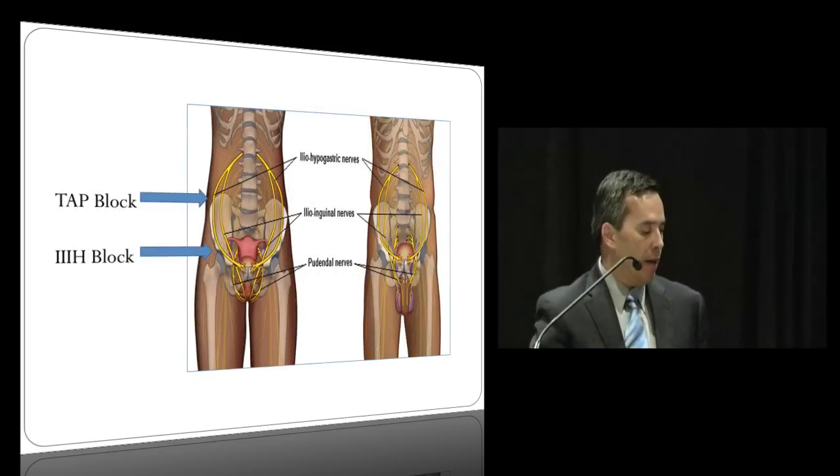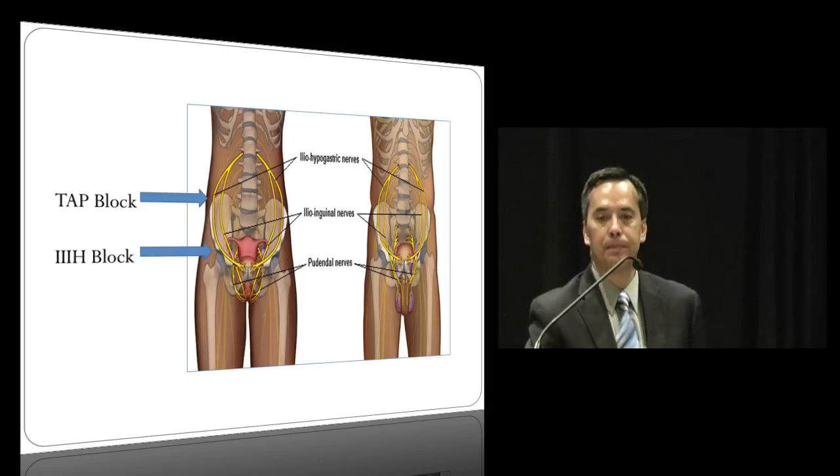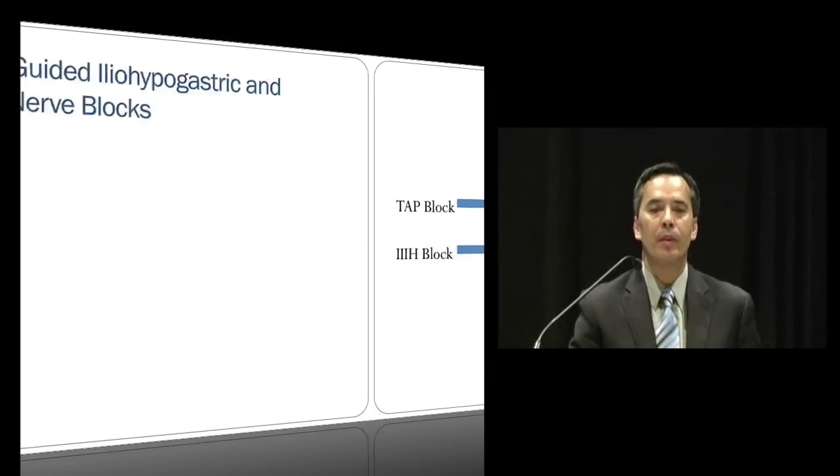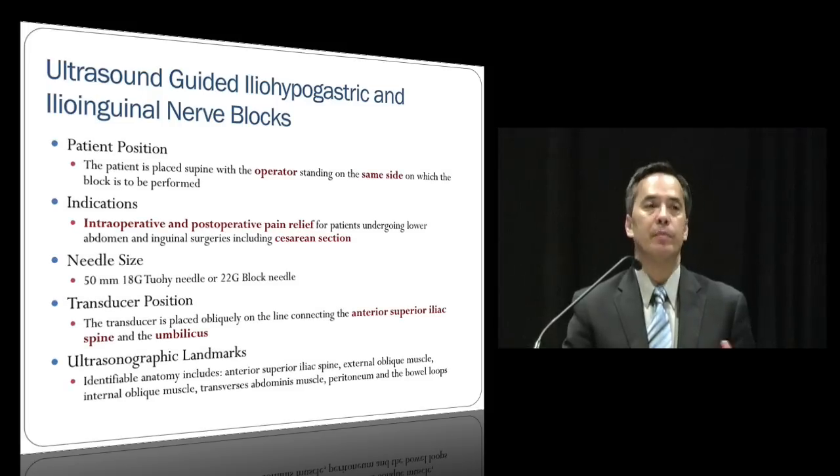So when you do a TAP block, you pretty much go in this area right here, and the ilioinguinal iliohypogastric block is down here in this area. As far as doing the ilioinguinal and iliohypogastric blocks, their techniques are pretty much the same. It's just the areas are different. The operator wants to stand on the same side of the patient that you're doing the block. It's indicated for intraoperative and postoperative pain relief for cesarean sections.